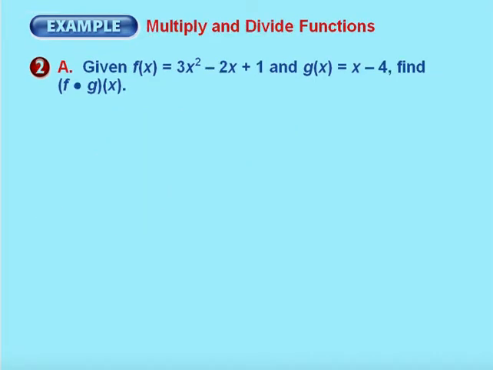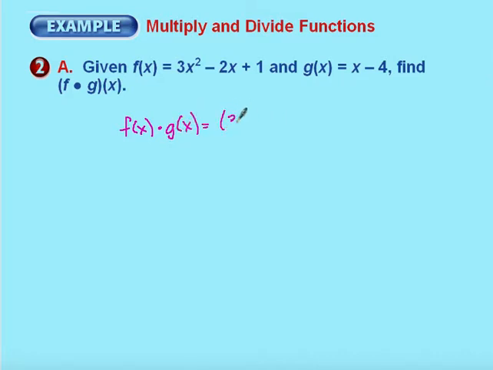All right, so let's look at two different functions this time. This time my f of x is 3x squared minus 2x plus 1, and my g of x function is simply x minus 4. This time I'm asking you to find the multiplication of the two functions. Find f times g of x. So that is take f of x times g of x.